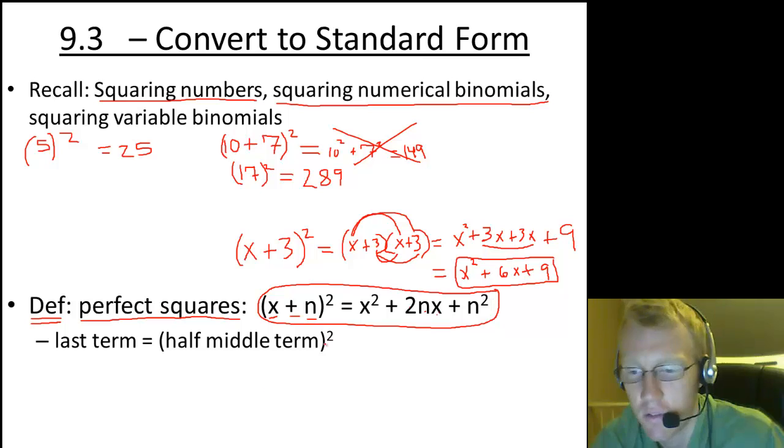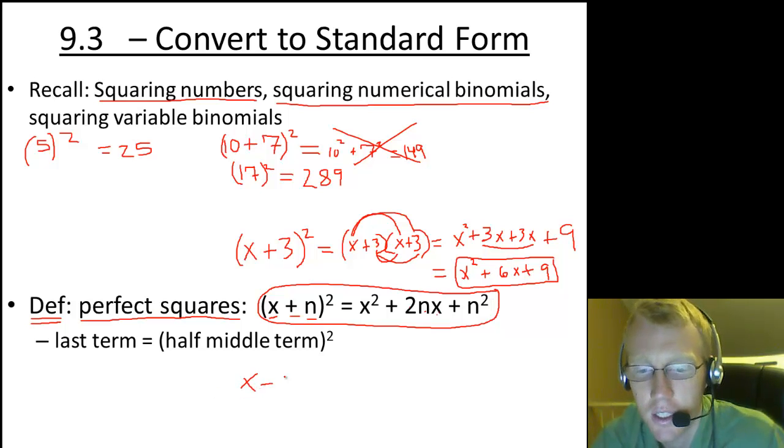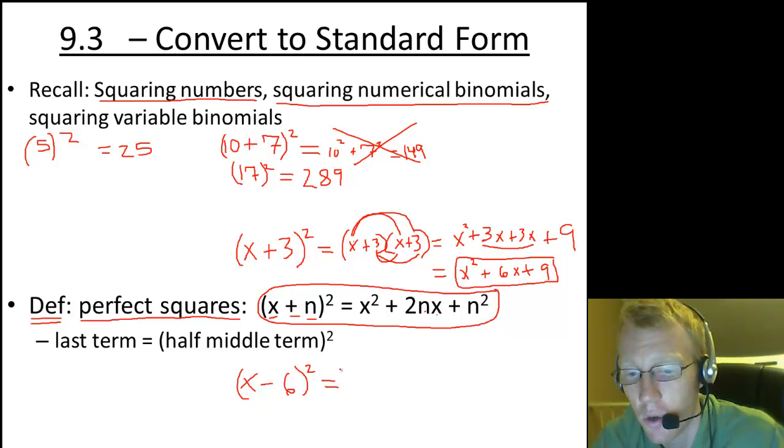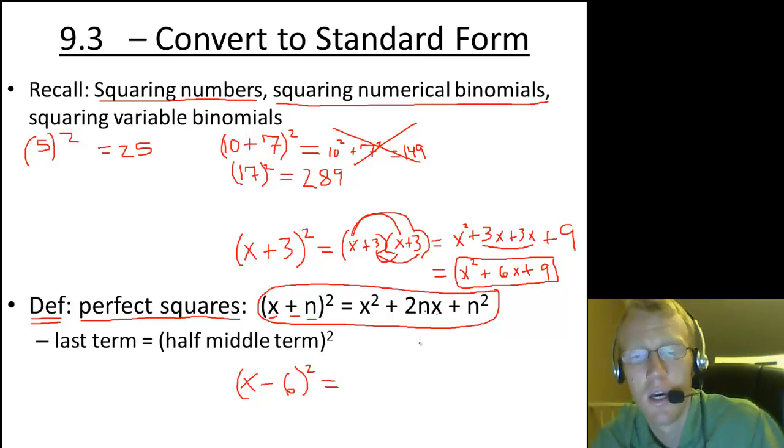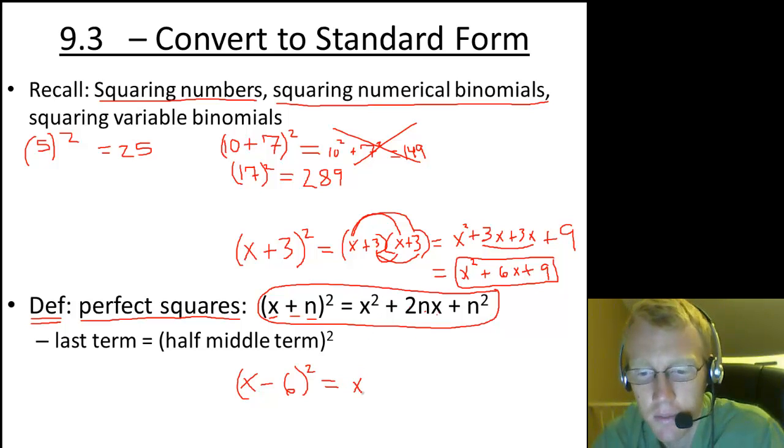So if you want to apply this formula, let's do one more example, like x minus 6 squared. You're always welcome to write it out, x minus 6 times x minus 6, and then do it the long way. But you can try the shortcut here, x squared plus 2 times n times x. Well, my n is negative 6, so twice that is negative 12.